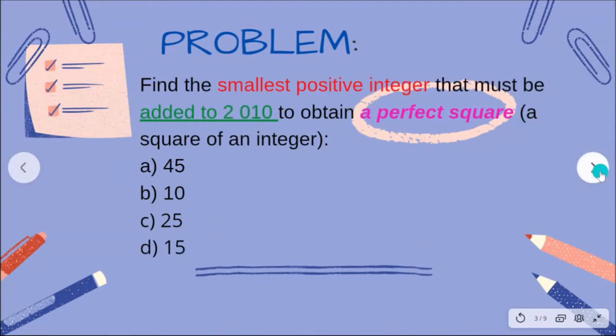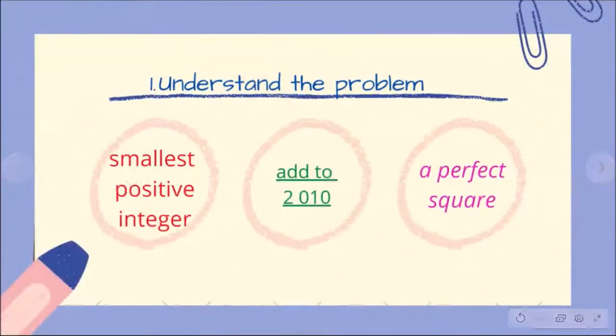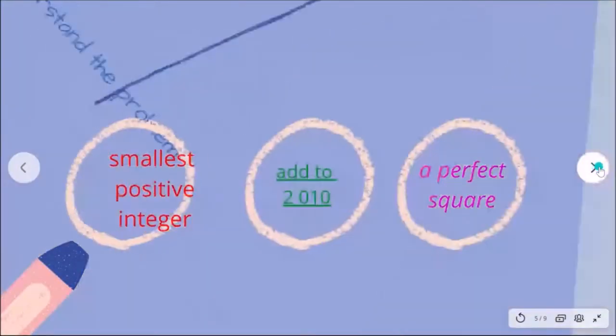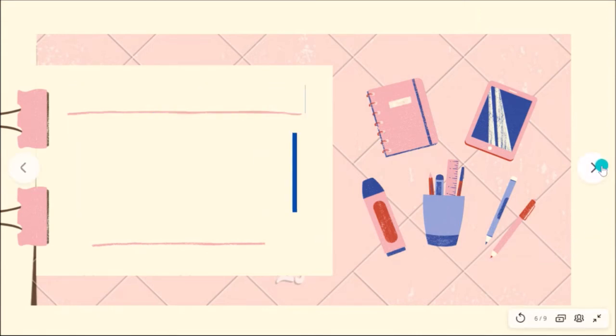So what strategy would you use to solve this problem? If we continue with Polya's strategies or steps, we would need to now devise a plan. So what strategy are we going to use? We're going to carry out the plan and we're going to look back and revise what worked, what didn't work. Does this solve the problem or do I need to try again? So keep that in mind as you work through the problem.